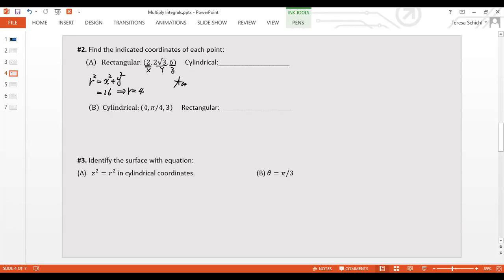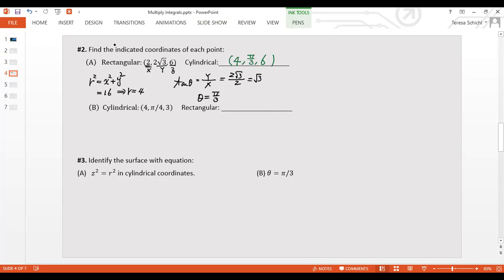Now I also know tangent theta is equal to y over x. So y over x is 2√3 over 2, so it's √3. So what is my angle theta? My angle theta is pi over 3. Then z will just be itself. So when I change it to cylindrical, r is 4, theta is pi over 3, then the last coordinate is 6, right?